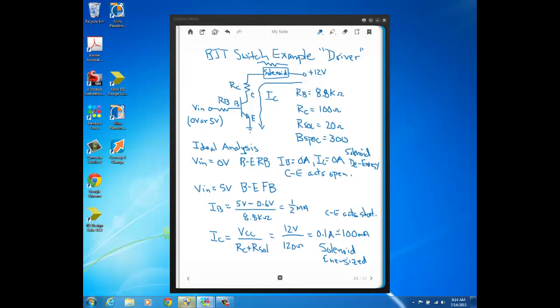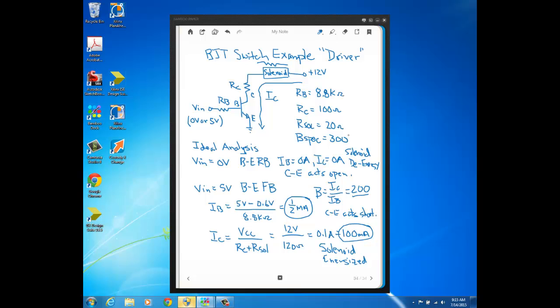Now, the last thing here that I want to point out, and this is why it's called a driver, is that, look, we're still getting current gain here, because there's your collector current, there's your base current, right? Remember, beta, the current gain, is just the ratio of collector current to base current. So 100 milliamps divided by half a milliamp, that's a beta of 200, right? That the collector current's 200 times greater than the base current. So you see, you can get an appreciable current gain.